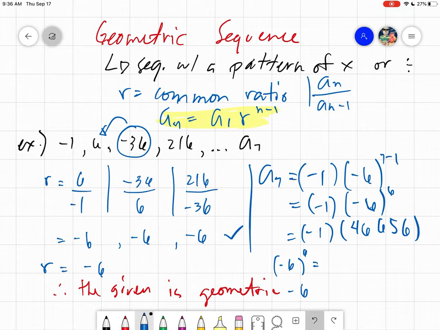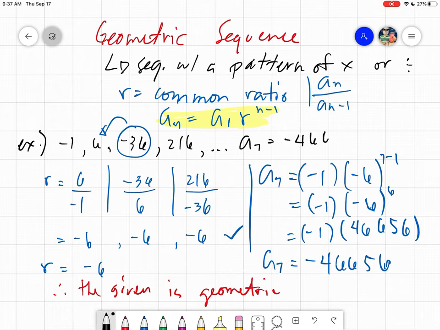Anyways, going back. So, that is the answer. Then, we multiply it by negative 1. And any number times negative 1 is equal to itself, except the sign is negative. 46,656. Okay? And this would be your A sub 7, negative 46,656. Okay? And that is your formula for the unknown, which is A sub N, and your common ratio, which is R. So, I do hope you got that.